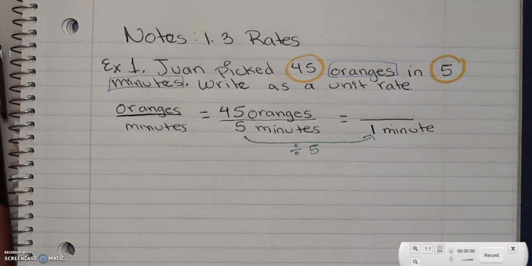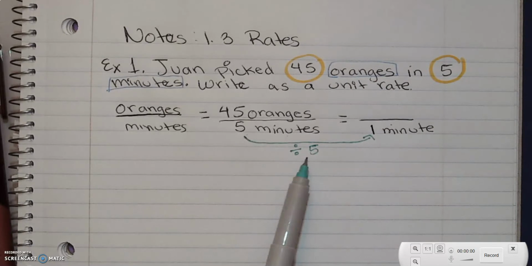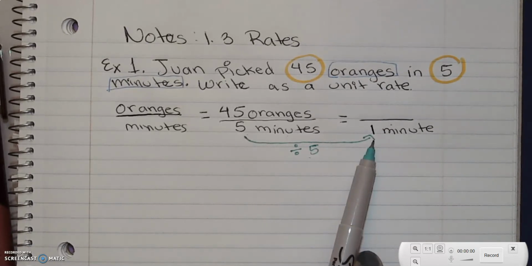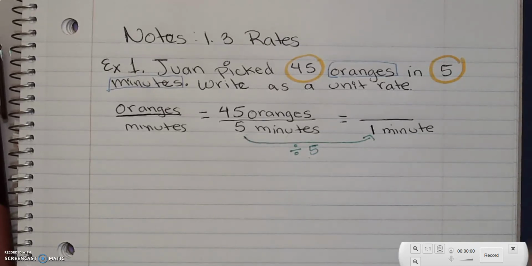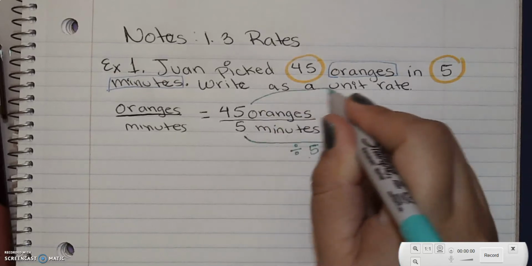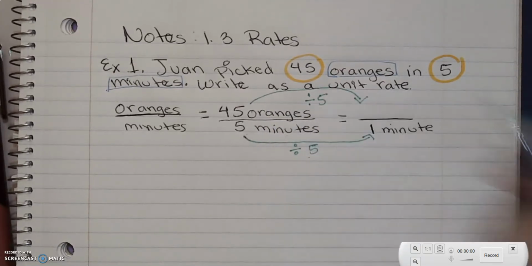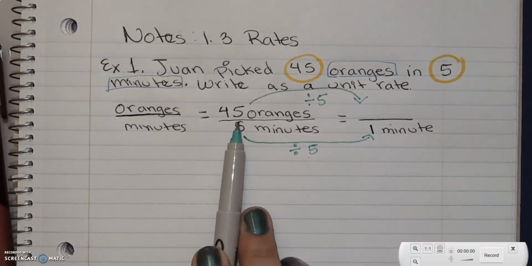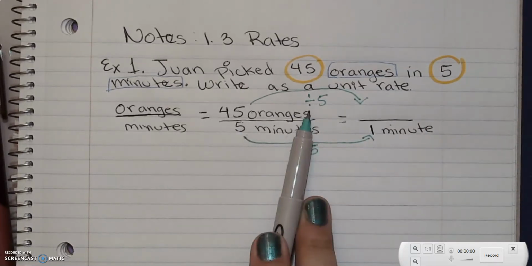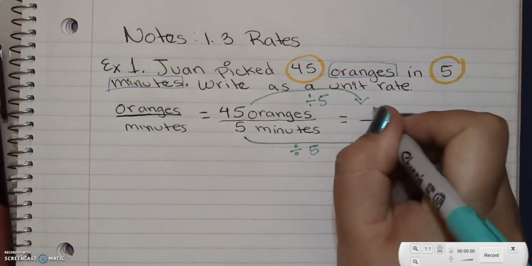Now, let's see if that's true. 5 divided by 5, does that equal 1? Yes. Now, if you remember, whatever we do on the denominator, we also do to the numerator. So I need to be able to divide this by 5. Okay, and 45 divided by 5 is going to give you 9.